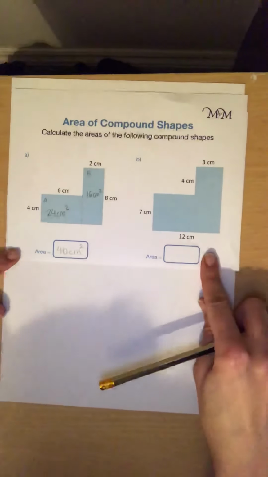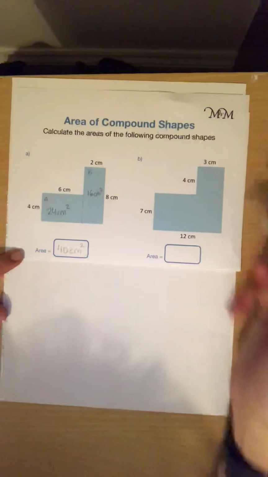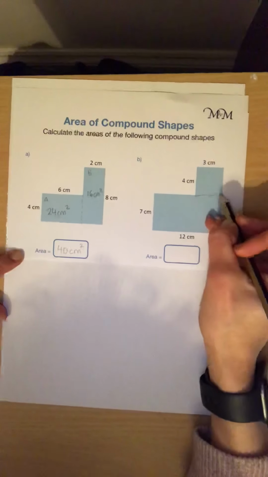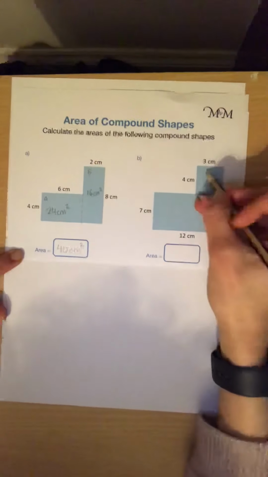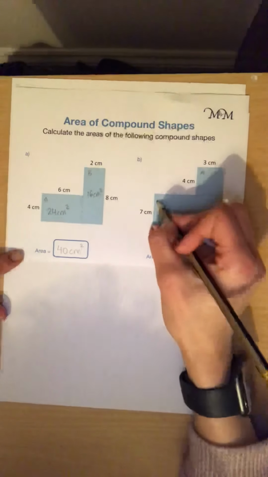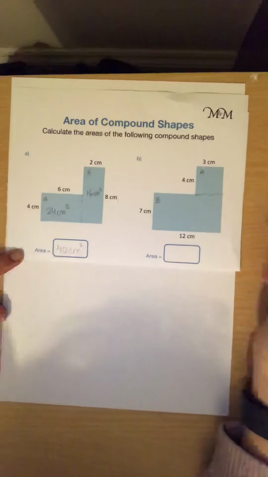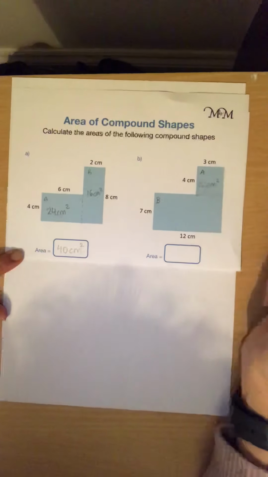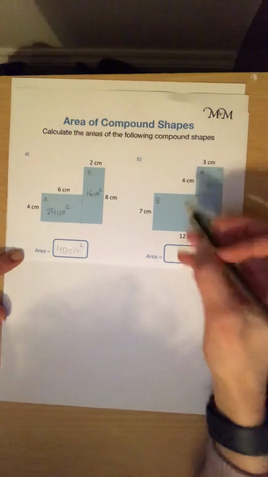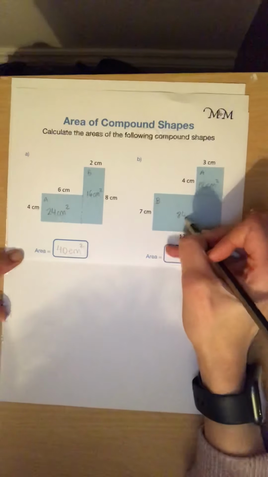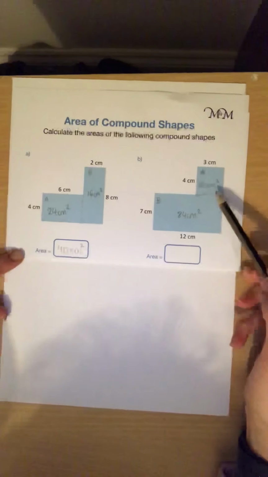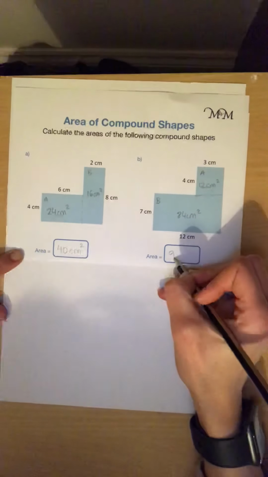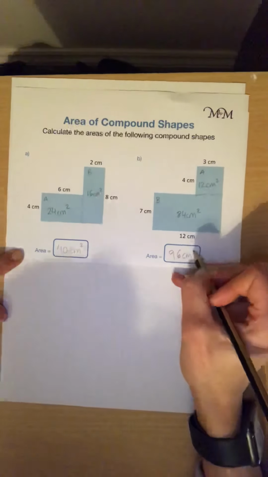Here we need to split the shape again into two. So it would be easier if we split the shape into two rectangles going along this way. Let's call this shape A and this B. So the area for shape A is 12 centimeters squared, because we have 3 times 4, and 12 times 7 gives us 84 centimeters squared. When we add 84 centimeters squared to 12 centimeters squared, we have a total of 96 centimeters squared.